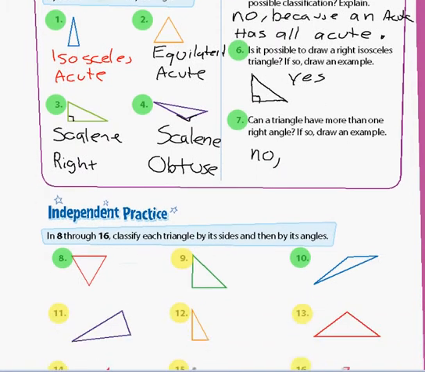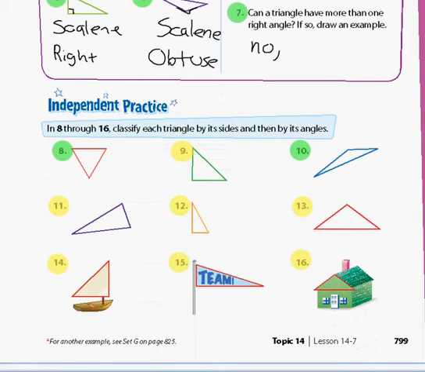Next set of questions. In 8 through 16, classify each triangle by its sides and then by its angles, just like we did up there in the first part of the guided practice. And question number 8, it looks like all sides are equal on that, so that's going to be equilateral. Equilateral, and it's also an acute triangle.